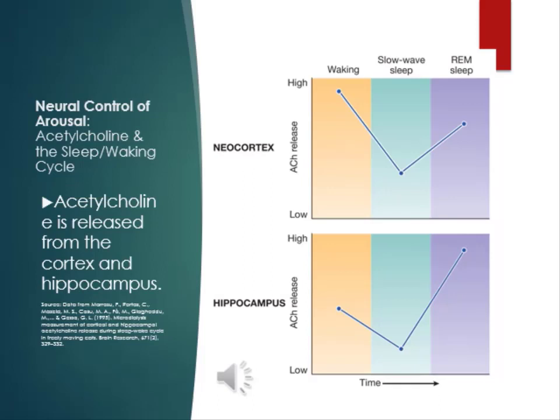As you can see from this textbook illustration, the levels of acetylcholine are higher in both the neocortex and the hippocampus during wakefulness and also in REM sleep relative to slow wave sleep. So acetylcholine is a key neurotransmitter that is associated with arousal, and it is active in both of these brain regions.